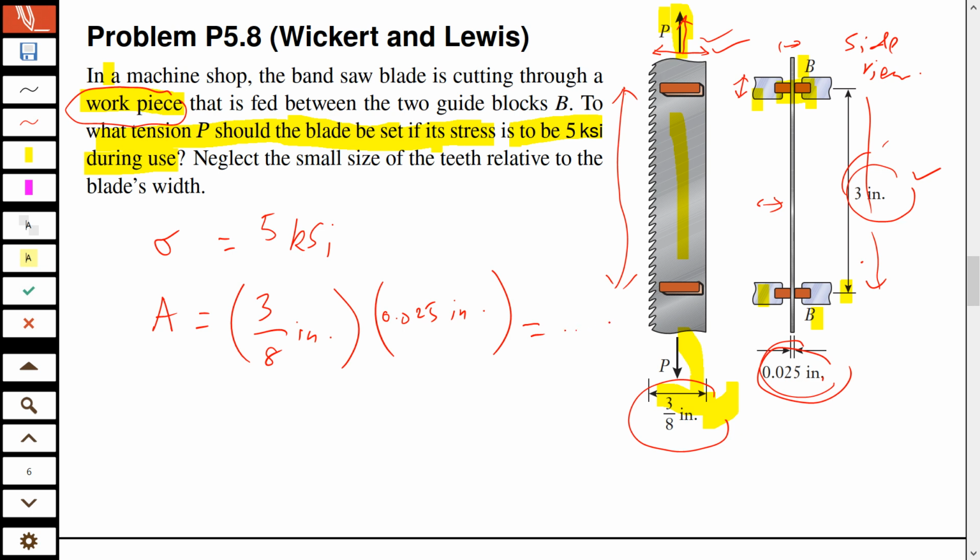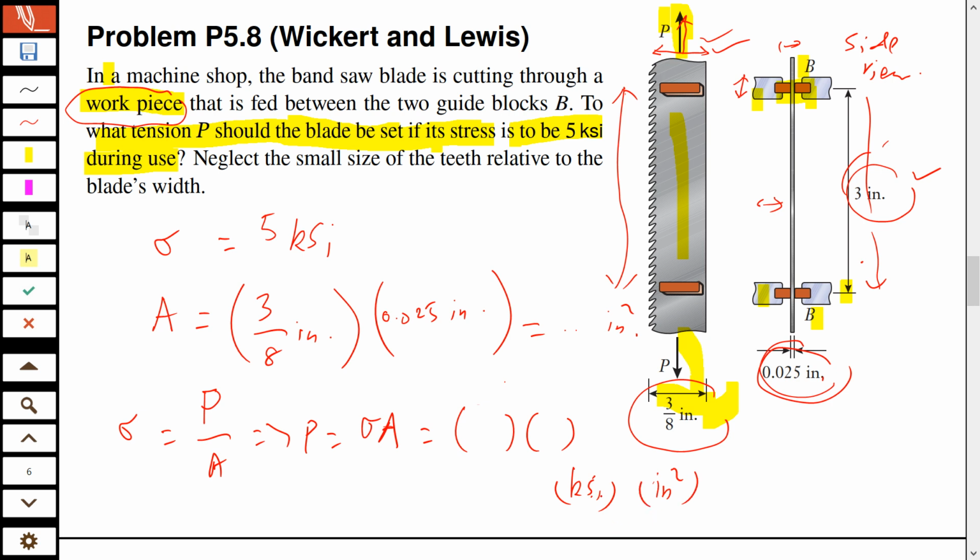You multiply this, you get something in inch squared, and sigma over A will be in KSI. No, that went wrong. Sorry, P over A must be sigma, and the question is about P, so P must equal sigma times A. You multiply these two, and you will have KSI somewhere and inch squared somewhere. Square inch per square inch will cancel out, you'll be left with K, and the rest of the calculation you can do.